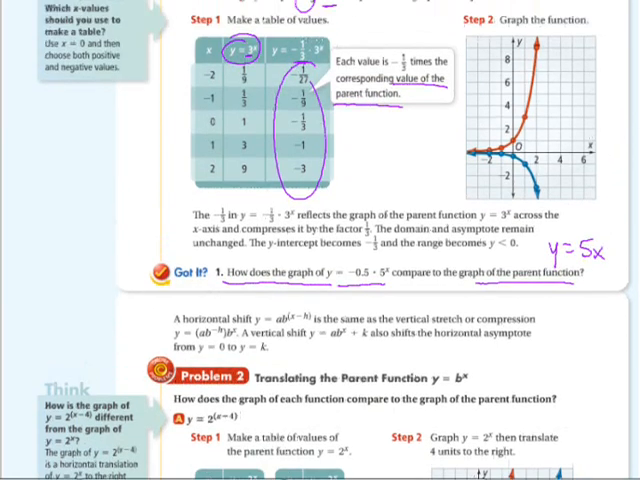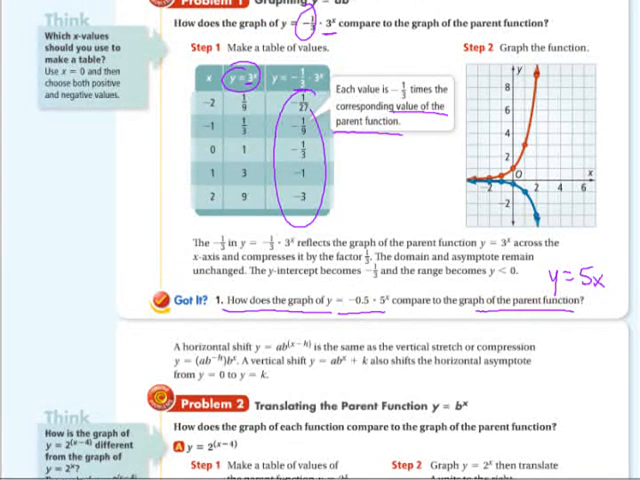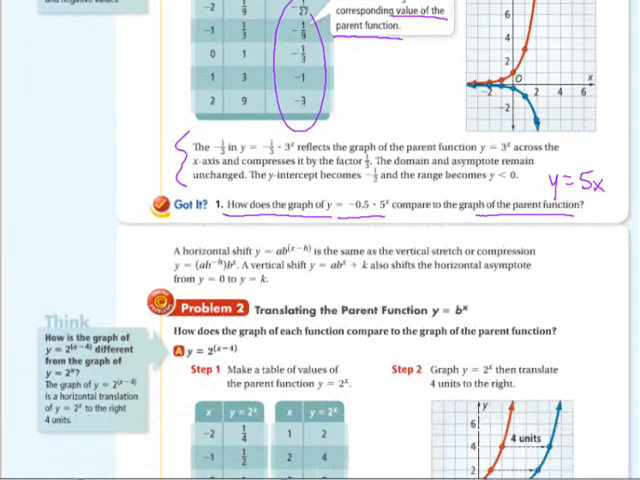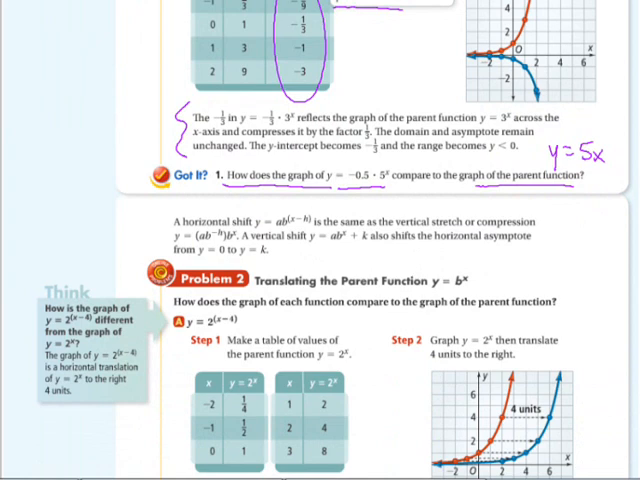So you can graph these and look at them, but I don't really need the graph. I really just want to know from you, could you describe it? Similar to this description here, the negative 1/3 in y equals negative 1/3 times 3 to the x reflects the graph, and it compresses it by a factor of 1/3. The domain and the asymptote remain the same. The y-intercept becomes negative 1/3, and the range becomes y is less than 0. So if you could talk about domain, range, asymptotes, and compression or stretch, that would be great.